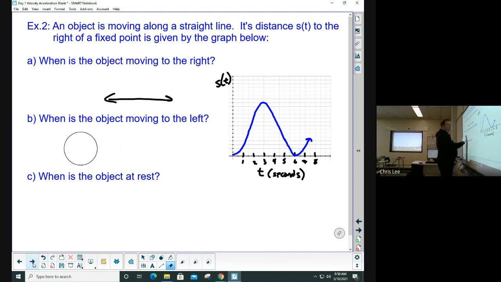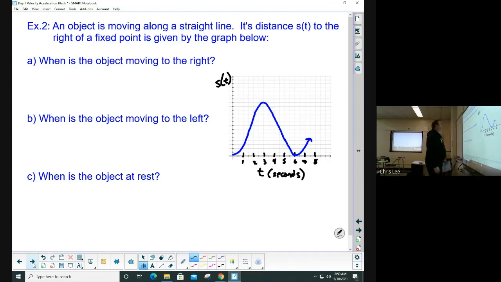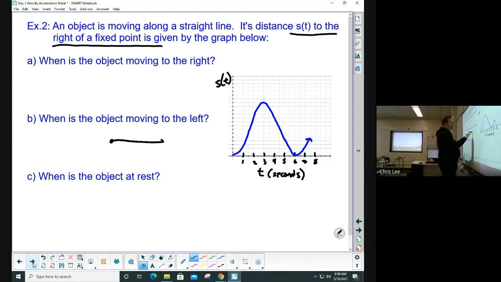So in this question, it does mention that its distance is the distance to the right of a fixed point. So that means we've got some fixed point here, and what this graph is representing is how far right the object is. So it's going off to a certain maximum and then turning around and coming back, and then going this way and this way and this way. It could also be something moving up and down, but this one is talking about how far to the right of a fixed object it is.